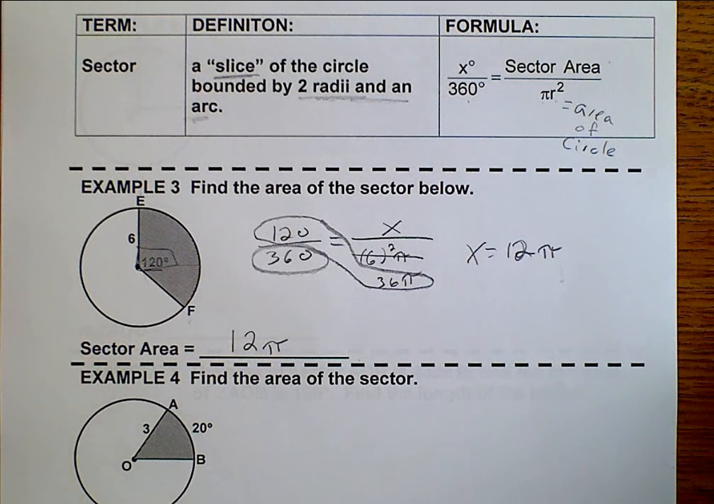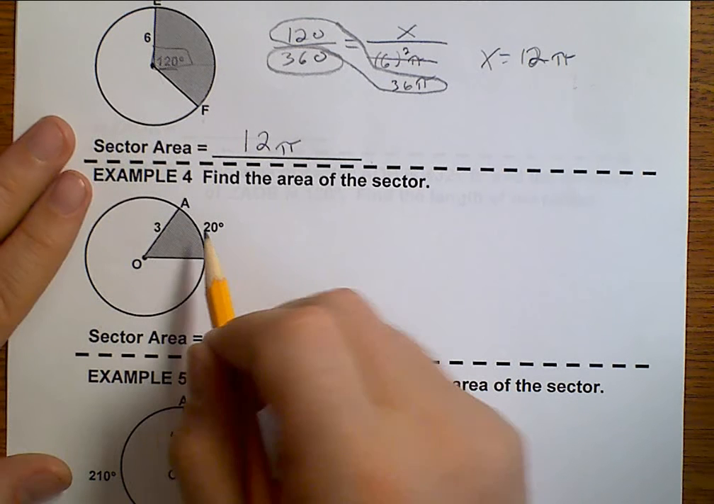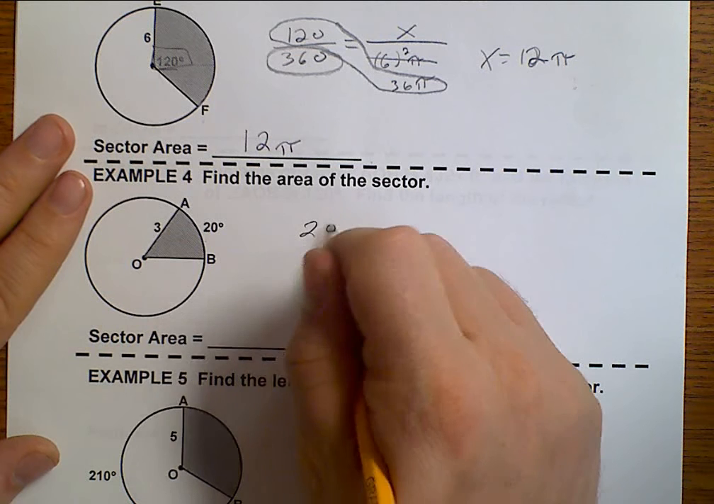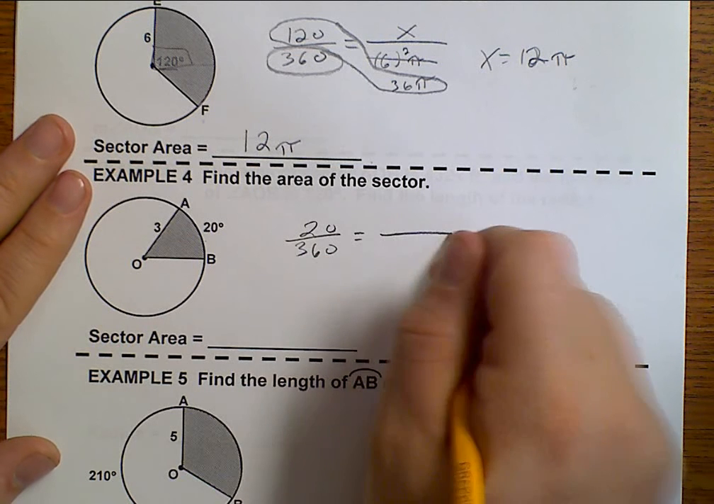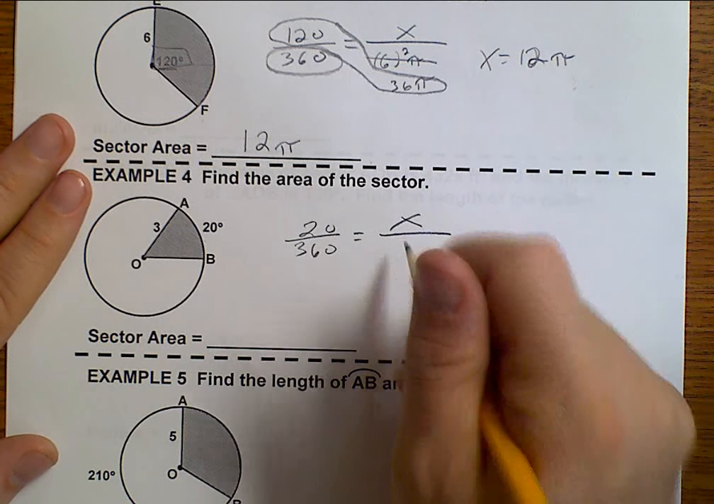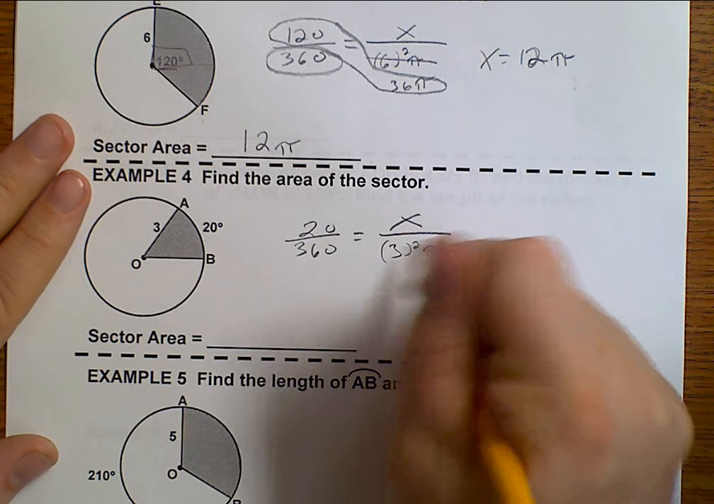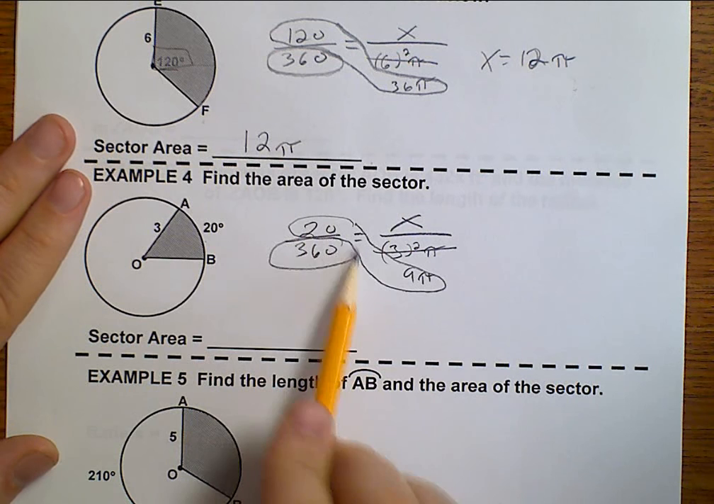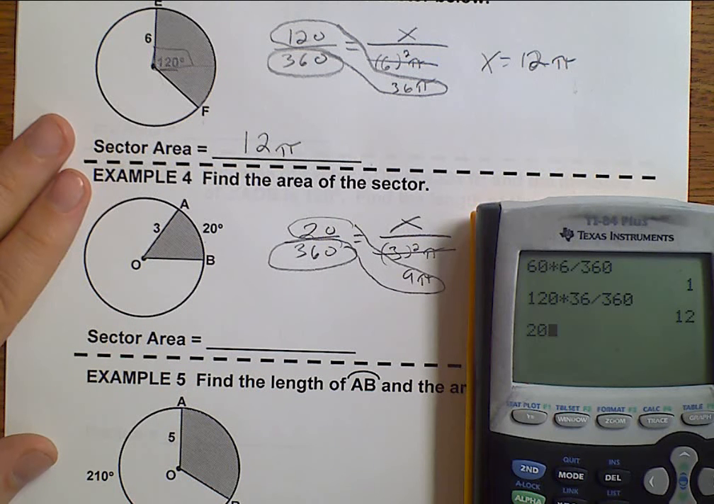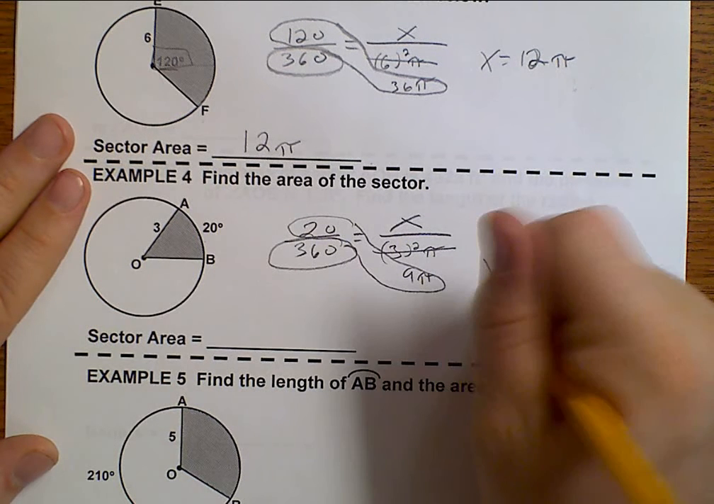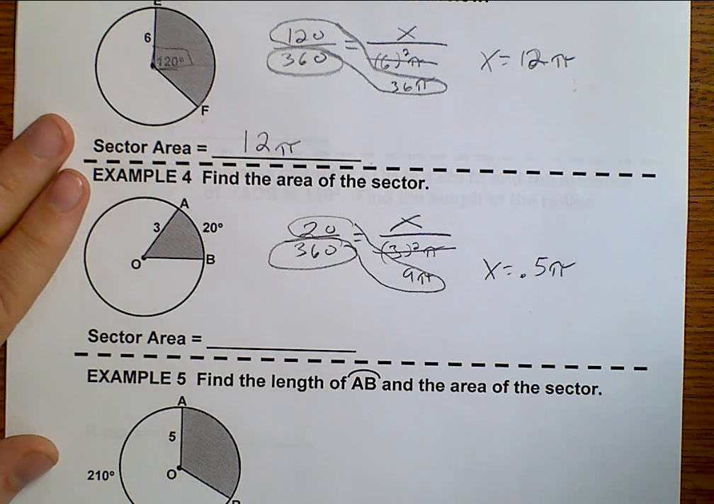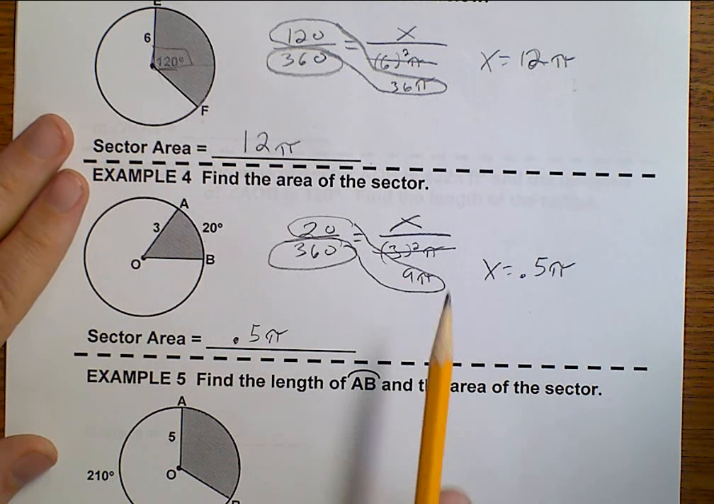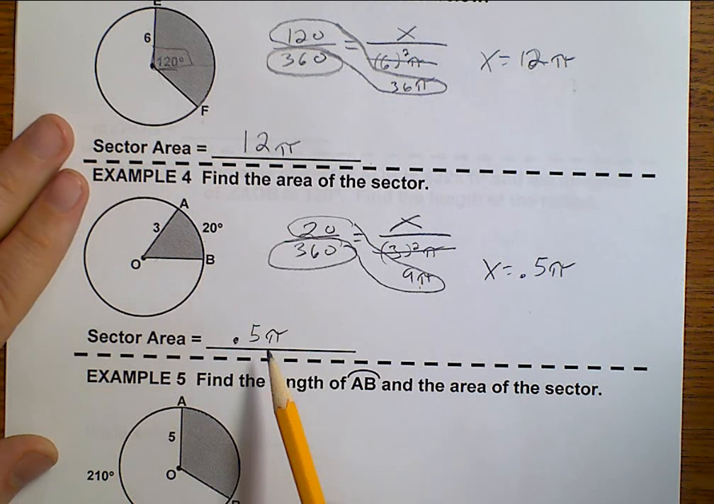Let's go ahead and do example number 4. We want to find the area of this sector. Well, the degree of our arc is 20 over 360 equals our sector area over 3 squared pi, which is 9 pi. We cross multiply and divide. 20 times 9 over 360 equals 0.5 pi. So our sector area is 0.5 pi. The whole circle was 9 pi. This slice is half of pi.